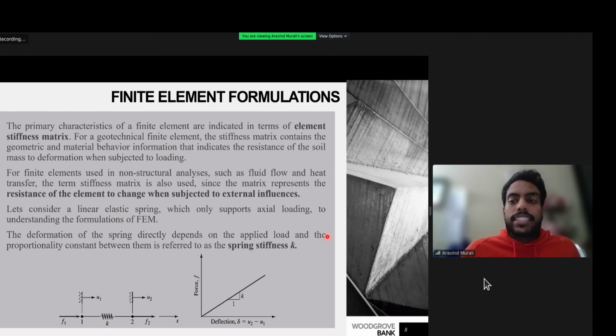The primary characteristic of FEM is given in terms of the element stiffness matrix, which contains the geometric and material behavior of the soil under consideration. Let us consider a linear elastic spring as shown in the figure to understand the formulation of the finite element method. The linear spring can only support axial loading and it directly affects the deformation of the spring. The force per unit length, or the force per unit deflection, gives you the stiffness of the spring, which is the proportionality constant between the force and the deflection.